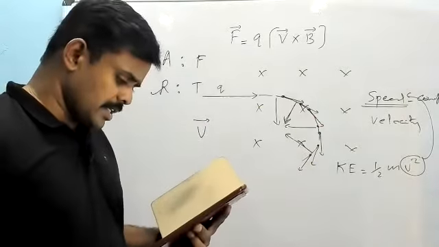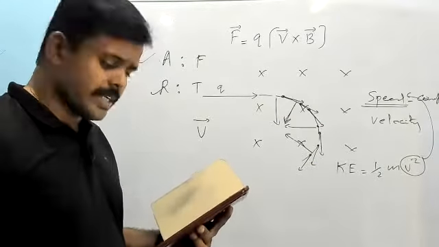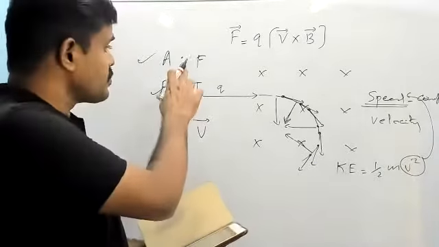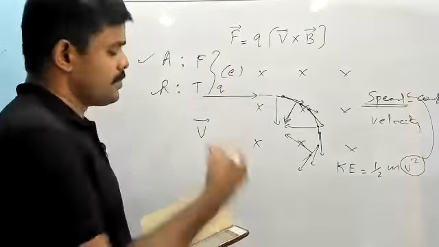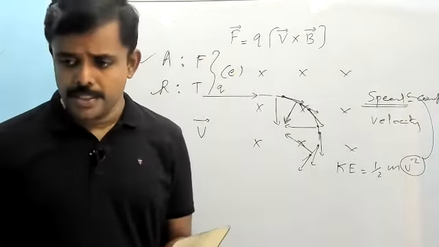Assertion says what? Charged particle moves perpendicular, then kinetic energy never gets affected. So assertion is false, reason is true, but such an option doesn't exist. I'm going to put that as option E. Option E. Did you understand?